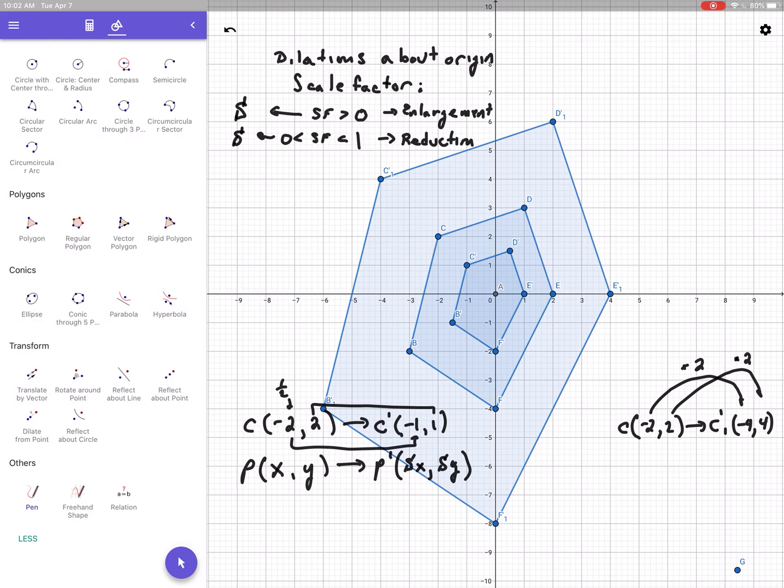I'm pretty sure everything can be seen clearly. Just remember that you're multiplying the scale factor by each part of the coordinate. If the scale factor is 2, multiply both x and y by 2. If it's a half, multiply both of them by a half. If it's a third, do the same thing with a third. Hopefully this clears things up, and using GeoGebra is a wonderful tool to help you.